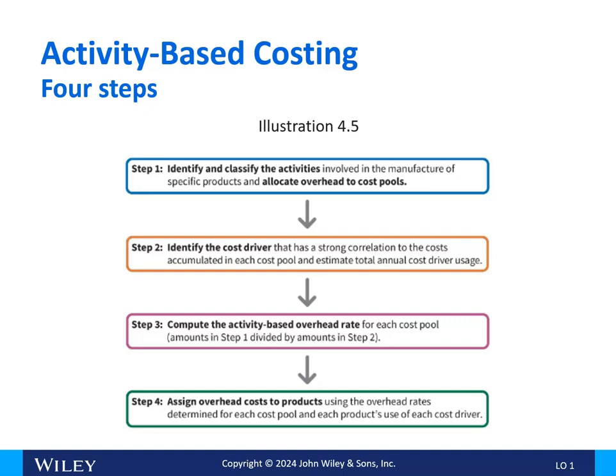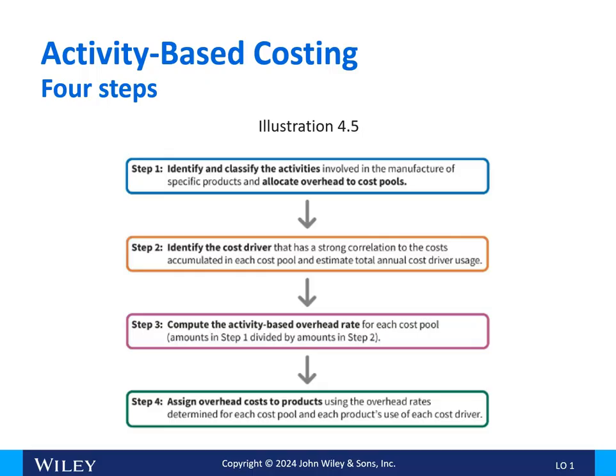And then we'll assign overhead cost to products using the overhead rates determined for each cost pool and each product's use of the cost driver. So again, similar to what we've seen before, we're going to calculate a rate and then apply that rate at that driver. The difference is we're just breaking the overhead into multiple cost pools with different activity drivers.